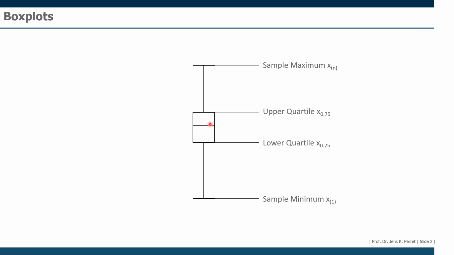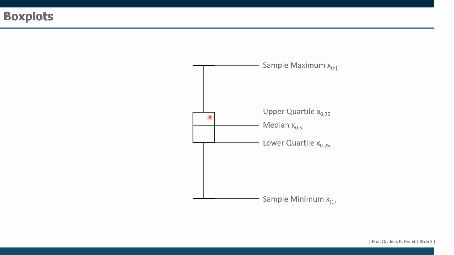Now we have this line in the middle of the box. That's our median or second quartile. So in other words, this upper part in the box is 25% as well. This part of the box is also 25%. So the median splits up the box into two evenly sized parts as well. This gives us a good idea how data is actually distributed.